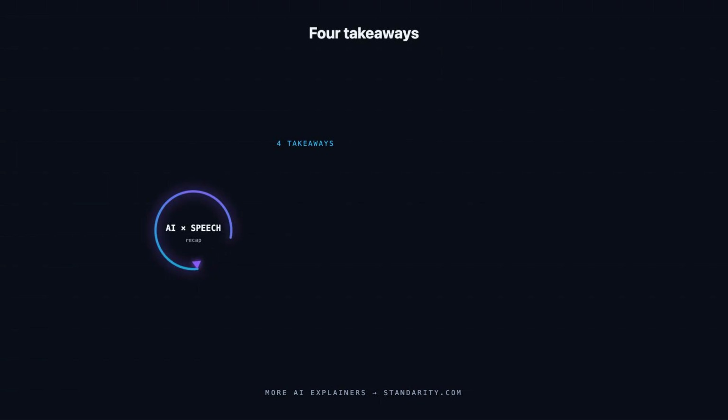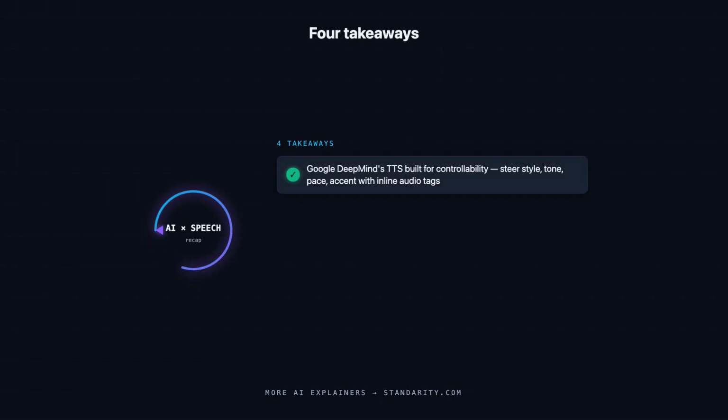Alright, let us lock in the essentials. This model is Google DeepMind's text-to-speech system built for controllability, letting you steer style, tone, pace, accent, and scene direction with inline audio tags rather than a single flat voice.